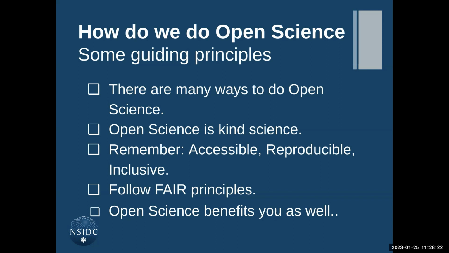And remember those three core values of open science: accessible, reproducible, inclusive science. And then we have perhaps more detailed ideas of following the FAIR principles. FAIR is a worldwide set of principles: findable, accessible, interoperable, and reusable data and software. And I'll go into that in a little while.